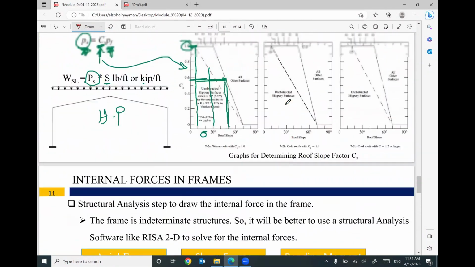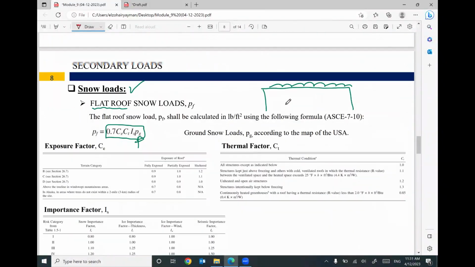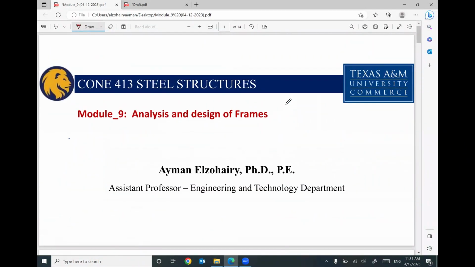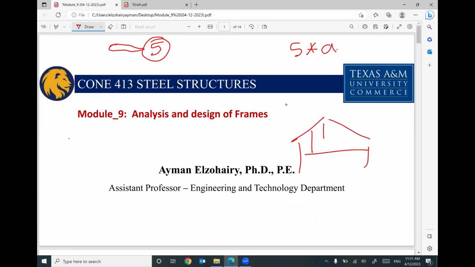Okay, but right now we took a quick review on loading, and looks like everything is the same, except when you convert your loading to direct load on the frame, we are using S only. For truss, we are using S times A, because for truss, we need to convert the applied load to one concentrated load at each joint. For frame, no need for this, just only distributed load. So we eliminate the second term, which is A. Guys, do you have any question?